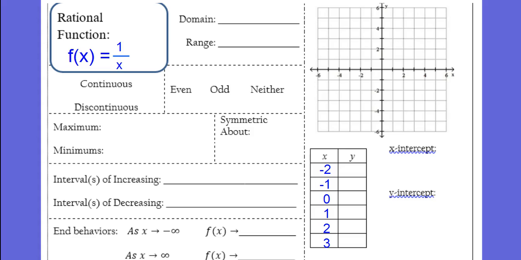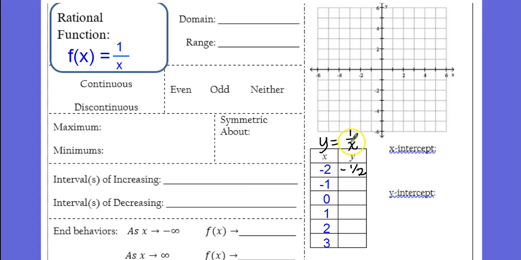So I've given you some points to plug in to y equals 1 over x. So I want you to imagine that I put a negative 2 in the denominator. What's 1 divided by negative 2? Negative half. Yep.